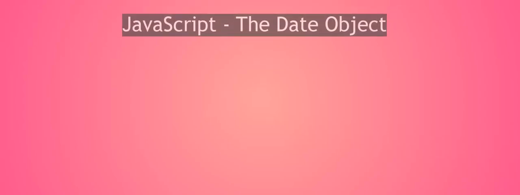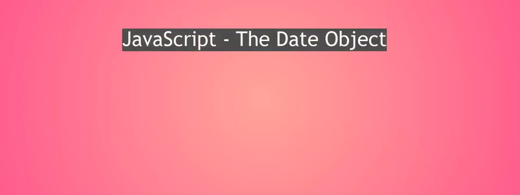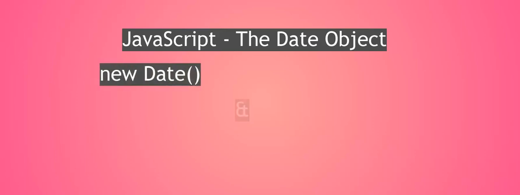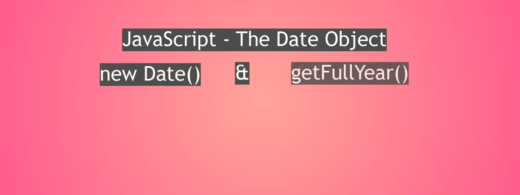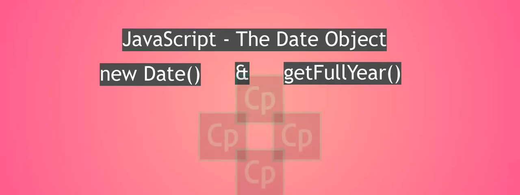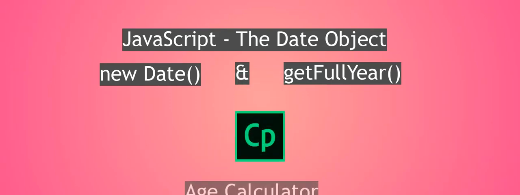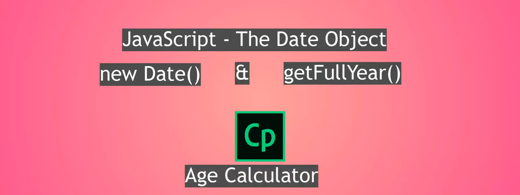The date object is a data type built into the JavaScript language. Date objects are created with the new Date. The getFullYear function of the date object returns the year in the specified date. Let's apply this JavaScript in Adobe Captivate for age calculation.